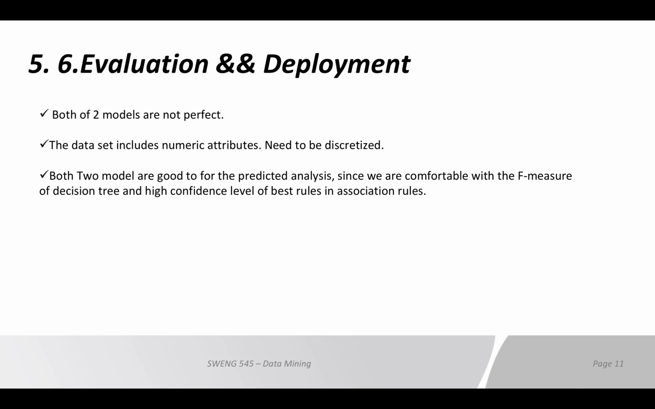In the evaluation and deployment part, we can see that both of the two models above are not really perfect, and the dataset includes numeric attributes. When we use these two models, we have to discretize these attributes, which is not really good because we lose some important information when we discretize the variable into an ordinal variable. But we can still use these two models to do predictive analysis. The association rule model has a higher confidence, around 0.97, and the decision tree model has a higher F measure, around 0.8.